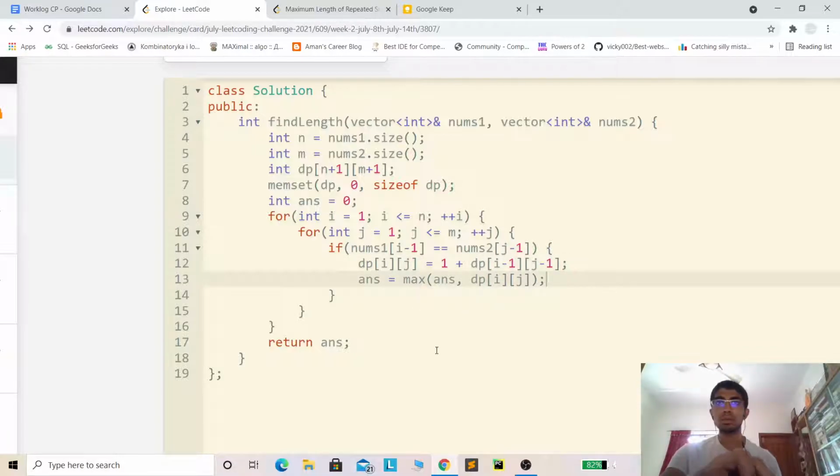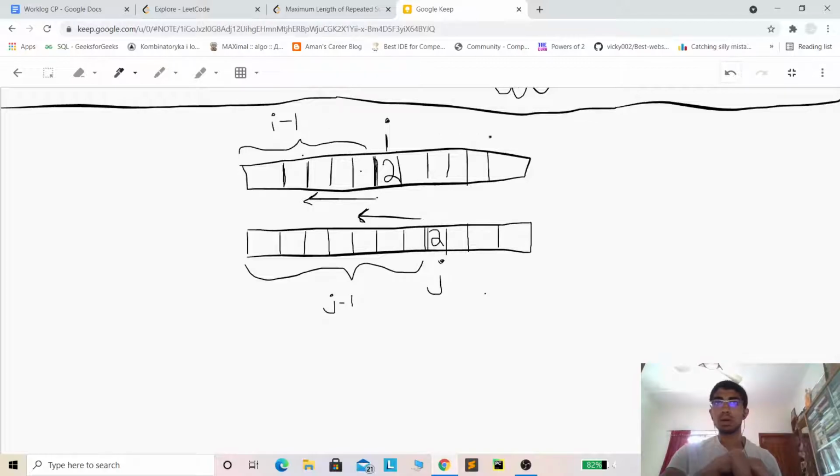So what it means is, suppose these are the two arrays, and say this is the ith position and this is the jth position, and over here we have some equal values like 2. So 2 and 2 are equal, and hence DP of i comma j would be 1 plus. The 1 plus is coming because these two are equal, and hence we are considering this value to be in the longest subarray. So that's why 1 plus comes. 1 plus DP of i minus 1 comma j minus 1.